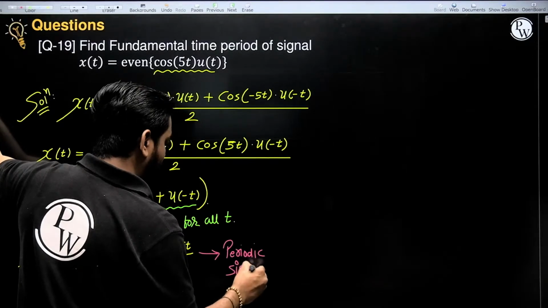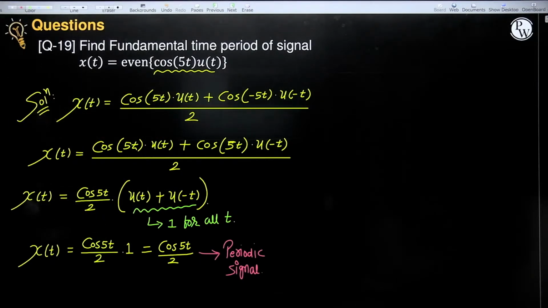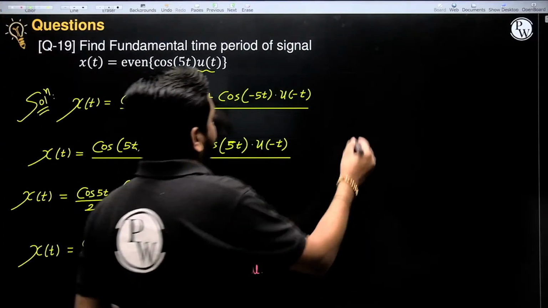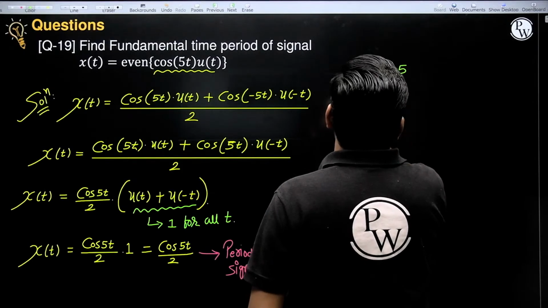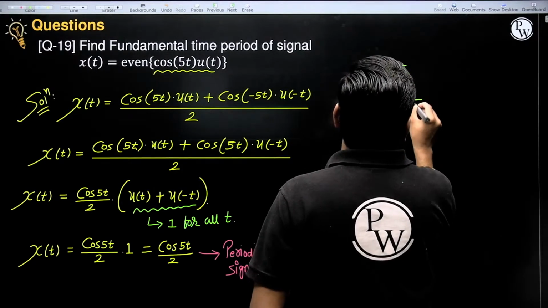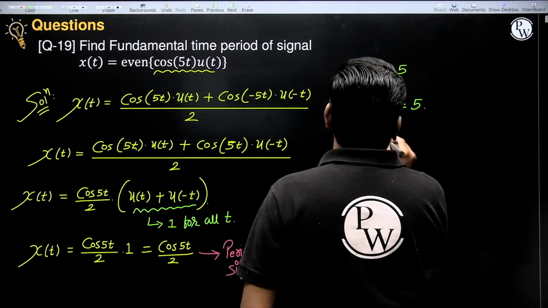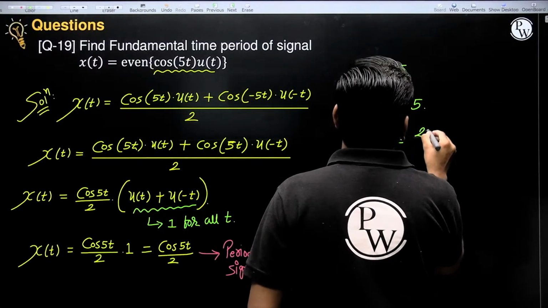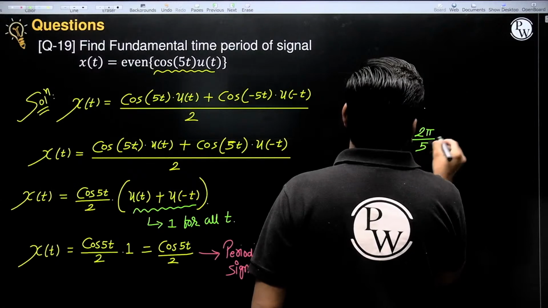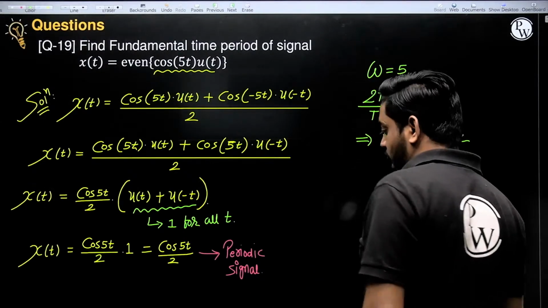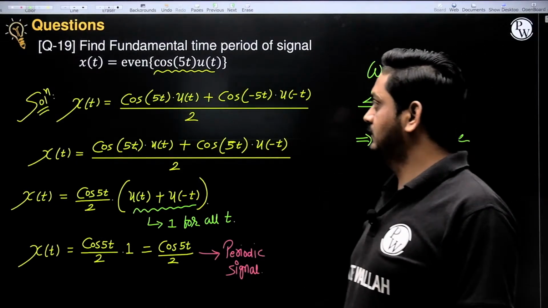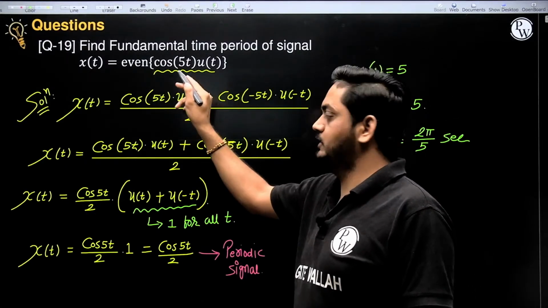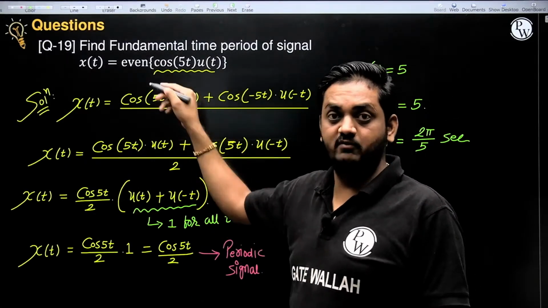As this is periodic, what is the fundamental frequency? Fundamental frequency omega is equal to 5, the fundamental time period capital T is 2 pi by 5 second. Correct? So the even part of cos 5t u of t is a periodic signal. See, cos 5t into u of t individually is aperiodic, but its even part is periodic.